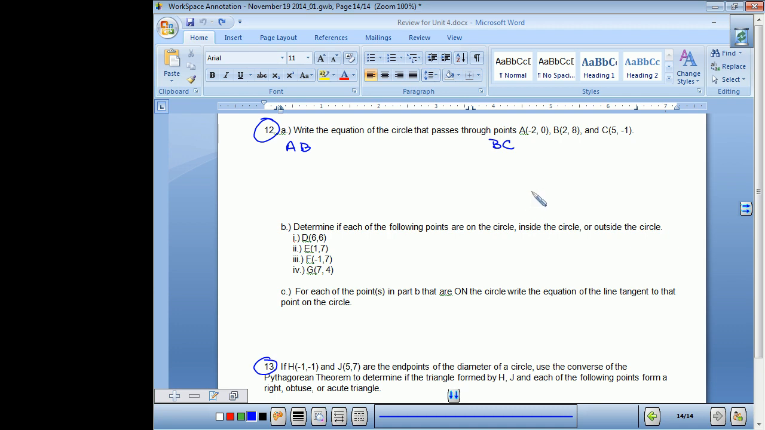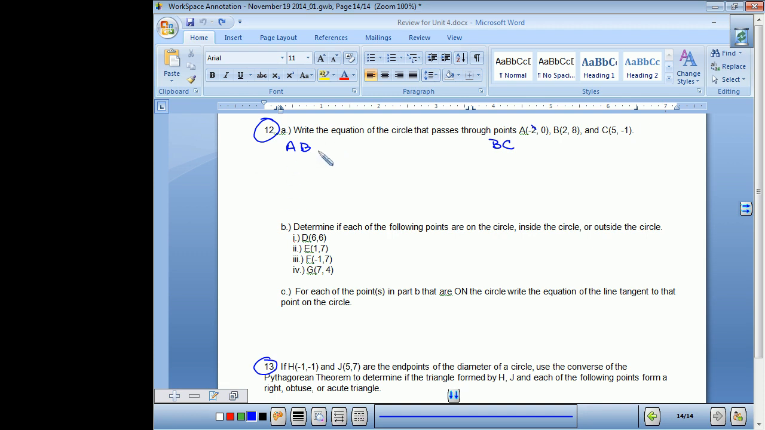You can't do AC? Sure. You can do AC. You can do AB and AC. That's fine. You could do AC and BC. It really doesn't matter. So just pick two chords and find their perpendicular bisectors.